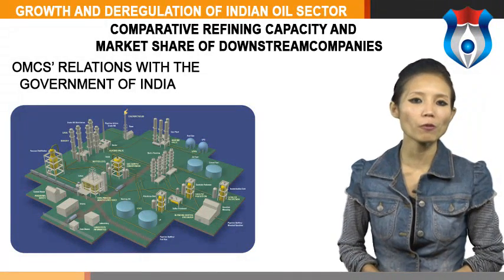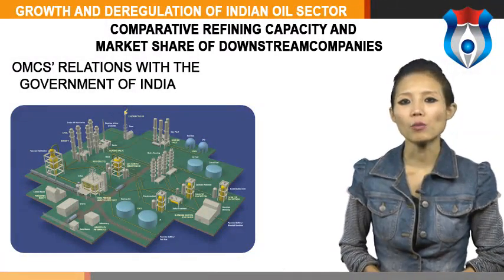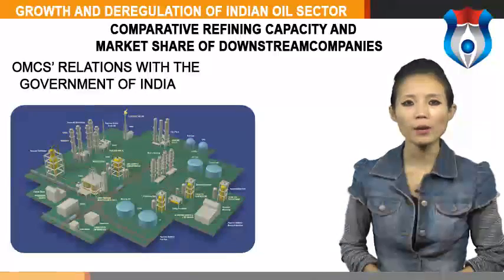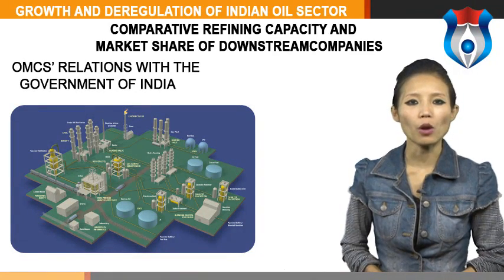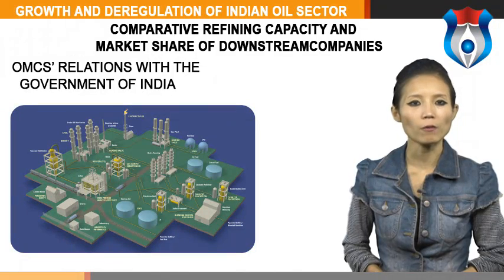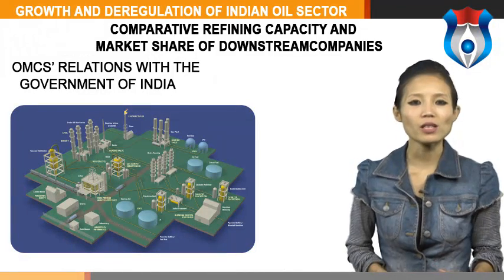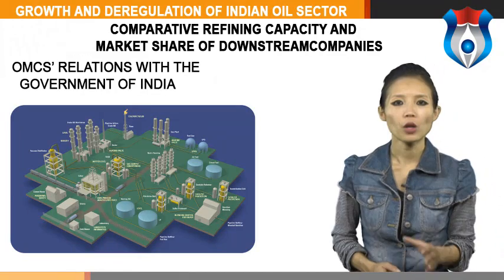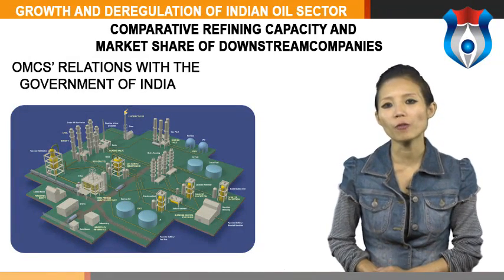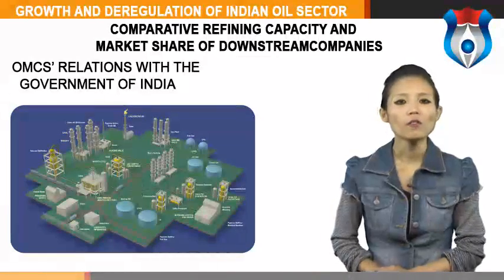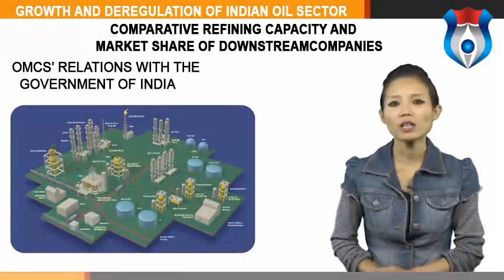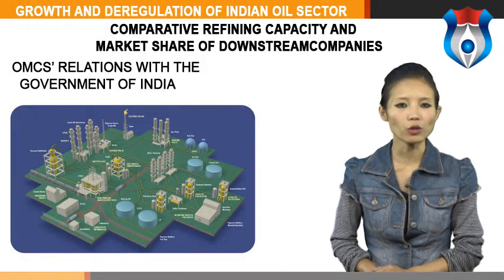At the beginning of every financial year, OMCs sign a memorandum of understanding with MoPNG, which outlines agreed-upon production and sales targets, investment expenditure plans, and specific delegation of duties. OMCs are also required to submit investment plans to the Planning Commission for approval for each of India's annual plans as well as its 5-year plans.